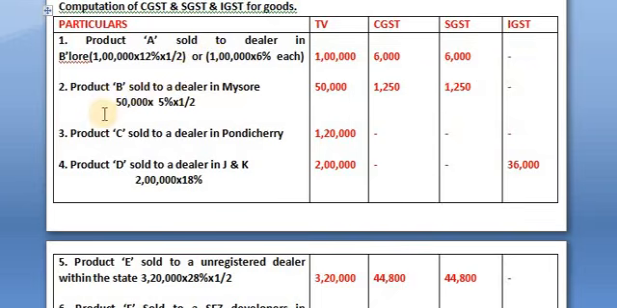Product B sold to a dealer in Mysore, intrastate transaction, 50,000 into 5% into half, 50,000 you have to go for dividing. And next, product C sold to a dealer in Pondicherry.